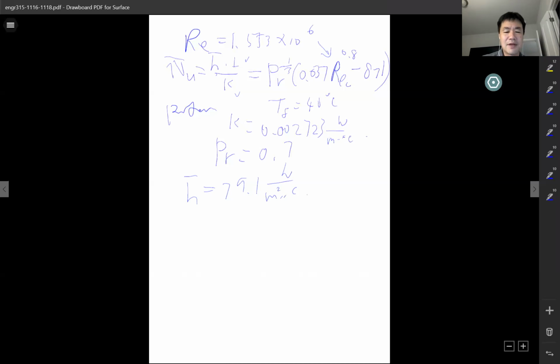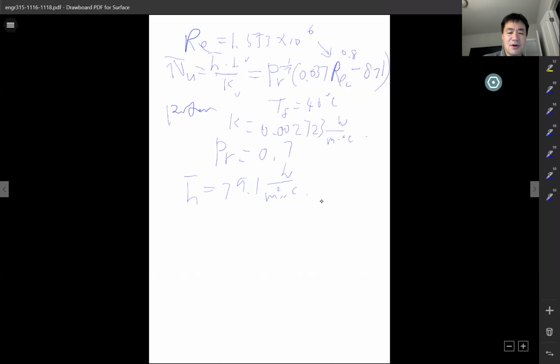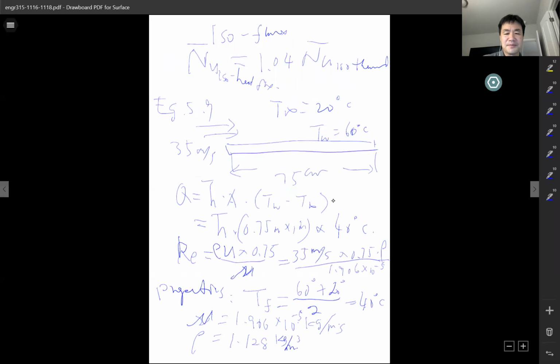Then we come back to the equation. We can calculate the total heat loss based on this equation: h times 0.75 times 40 degrees, hA delta T. So our total heat loss is 2,373 watts. So this is the example of using the turbulent boundary layer equations to calculate the total heat transfer.